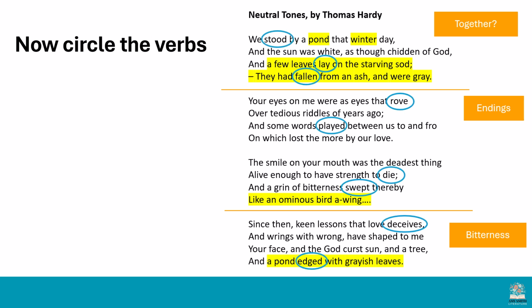Okay, here are the answers then. I've not picked out every single verb, but I've picked out the main interesting ones in the poem. So stood in line 1. Line 3, lay. Line 4, follow. Second stanza, the first line of the second stanza, rove, which means to move. The third line of the second stanza, played. If we go down to the third stanza, die and swept. And in the fourth stanza, deceives. And in that last line, edged.